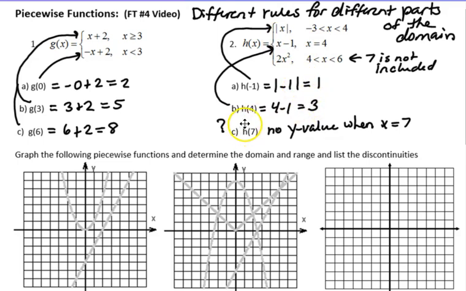Then when h is 7, fooled you, it doesn't actually exist because this third rule only applies when x is between 4 and 6. 7 is not included in the domain at all. So there is no y value when x equals 7.